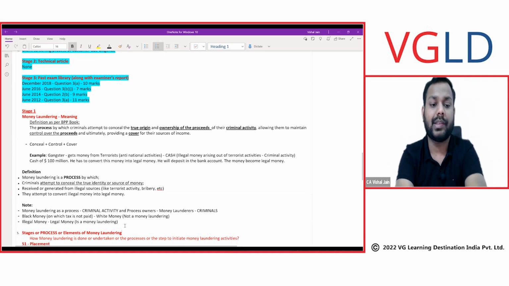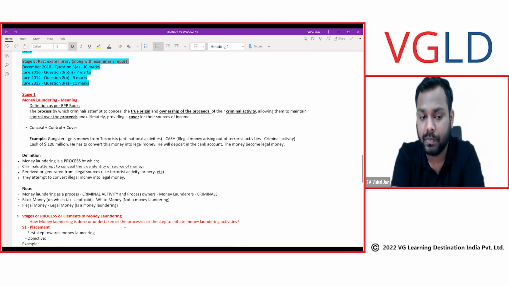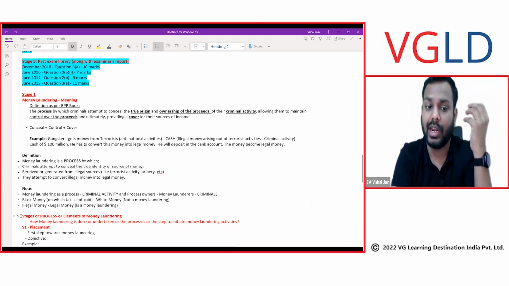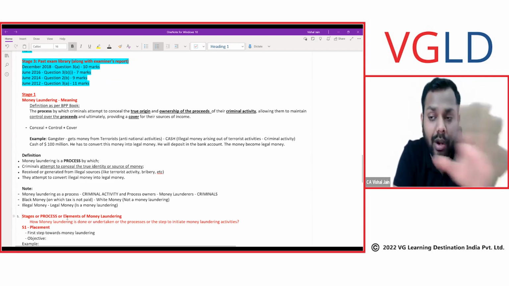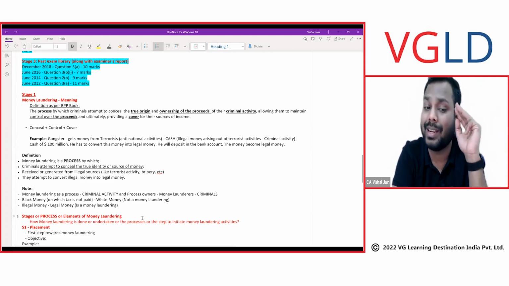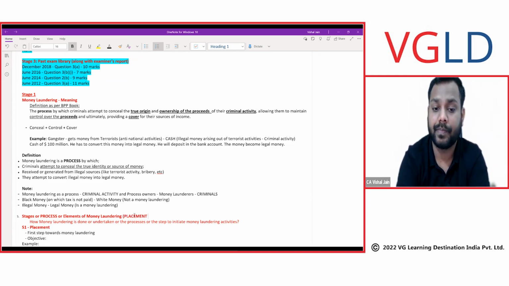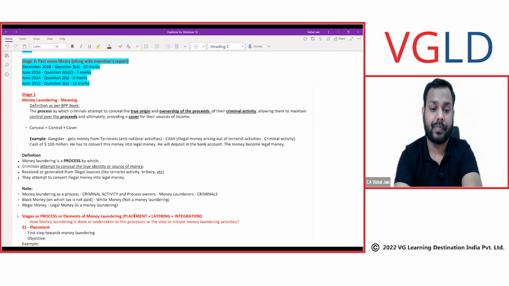Now, let's understand the stages or process or elements of money laundering. In the exam, any term can be used. It can ask you to explain the stages of money laundering. It can ask you the process of money laundering. It can ask you the elements of money laundering. The answer to all of them is the same. You have to write three things. What? Placement plus layering plus integration. Now let's understand each of them.